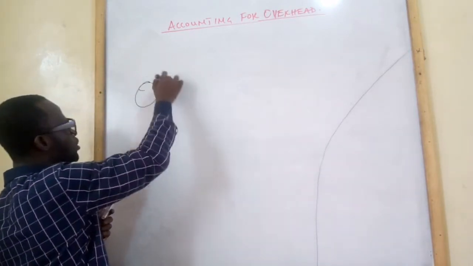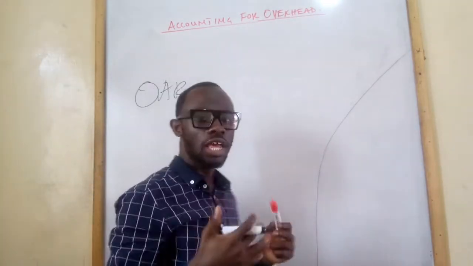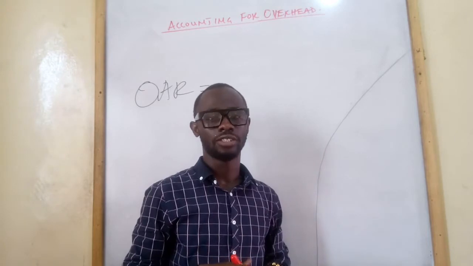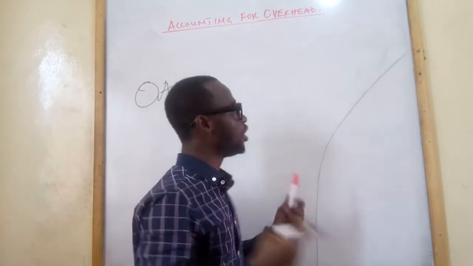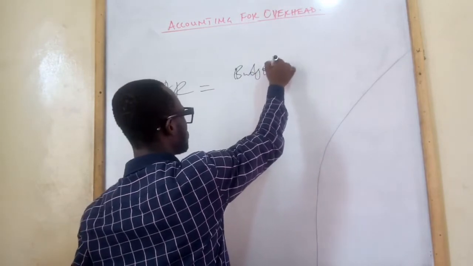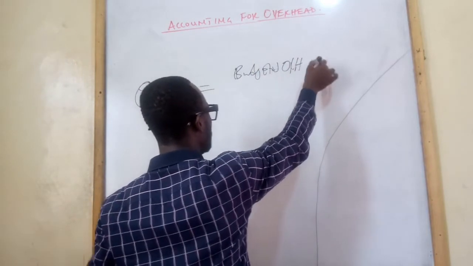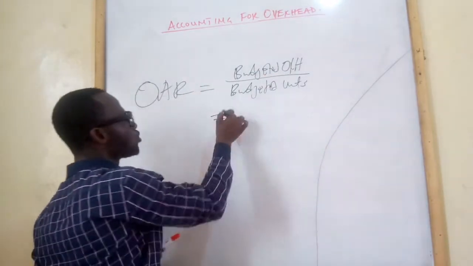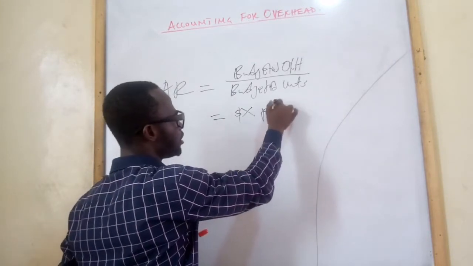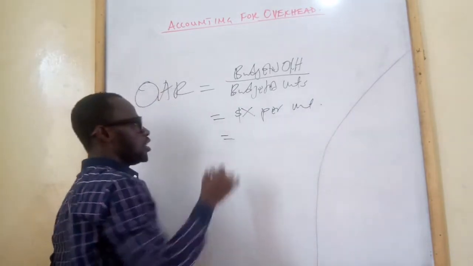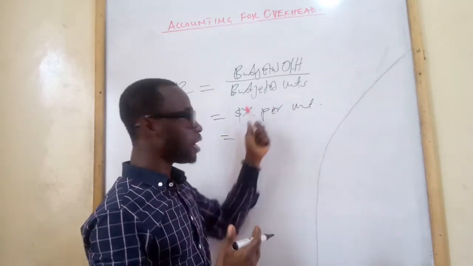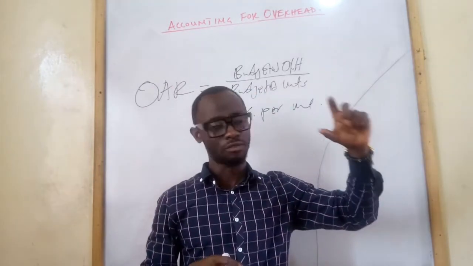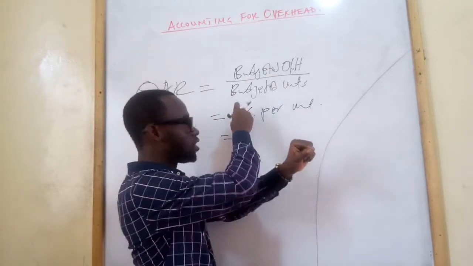Now, let me tell you this. You realize that in the calculation of our overhead absorption rates, we are dealing with budgets. So let's say, for instance, we absorb the overheads based on the units produced. So it is going to be the budgeted overheads divided by budgeted units. So that is going to give us X dollars per unit. Now, when we calculate this overhead absorption rate, remember, this is what we are going to use in the actual cost. After getting our prime cost, this is the thing we're going to use there.